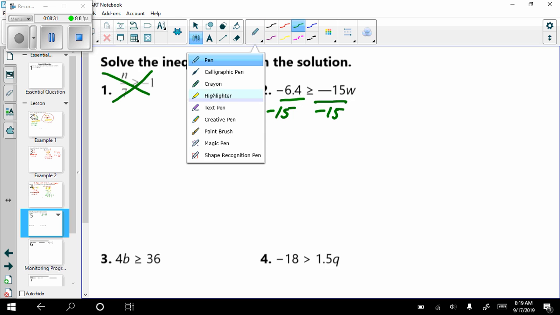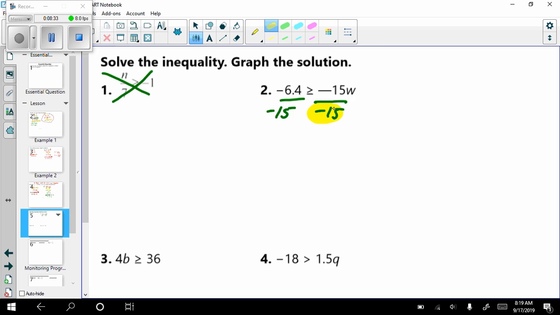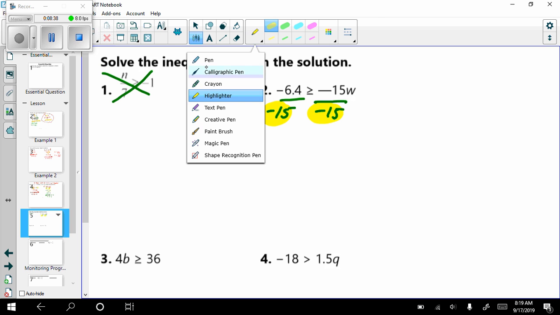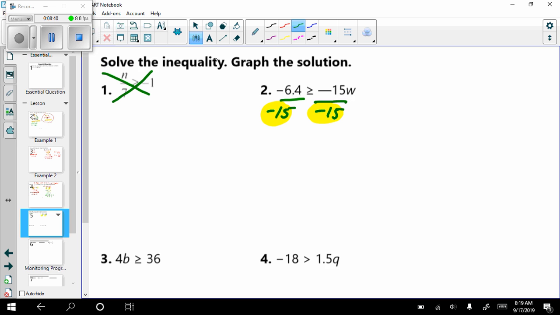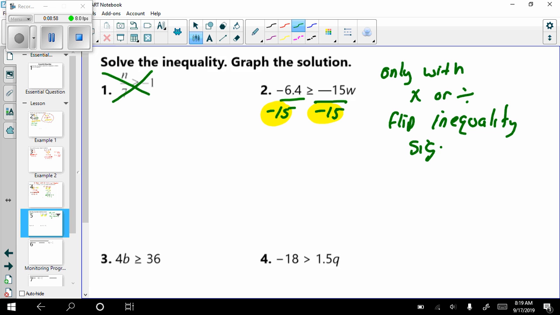Okay, now immediately my watch out little alarm should go off. That is a negative, and I am dividing. This only works with multiplication and division. If you want to write that to yourself, only with multiplication or division, you need to flip the inequality sign. And I'm hoping that you remembered that. So even before I solve this, I'm going to flip the inequality sign the other way.